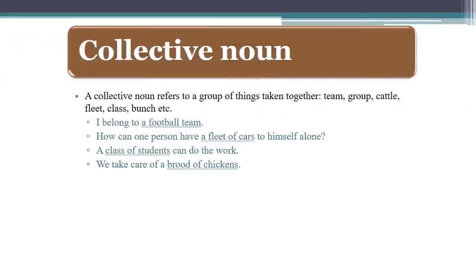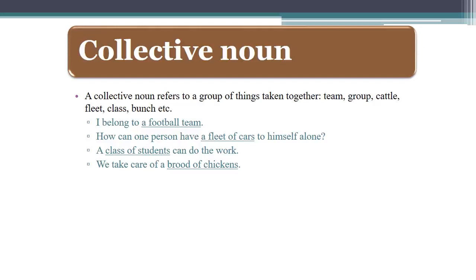Collective noun. A collective noun refers to a group of things taken together, like team, group, cattle, fleet, class, bunch, etc.